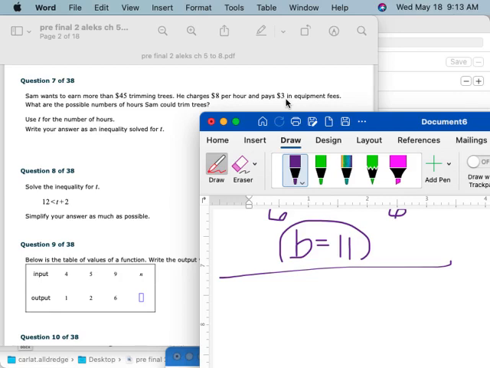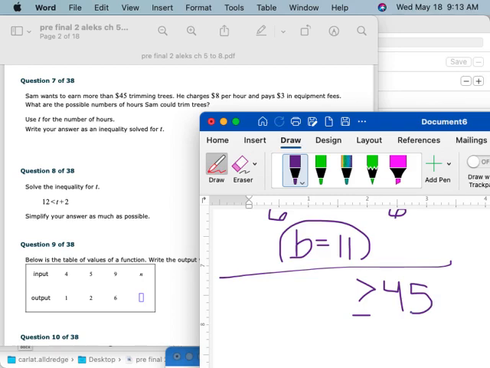Okay, so what would be an equation? We're supposed to write an inequality and then it says, as an inequality, solve for t. It does not tell us we have to solve it. It tells us we have to write the inequality. Okay, so we're going to write down what? He wants to earn more than. So wouldn't that be greater than or equal to 45? That's going to be his earnings, greater than or equal to 45.